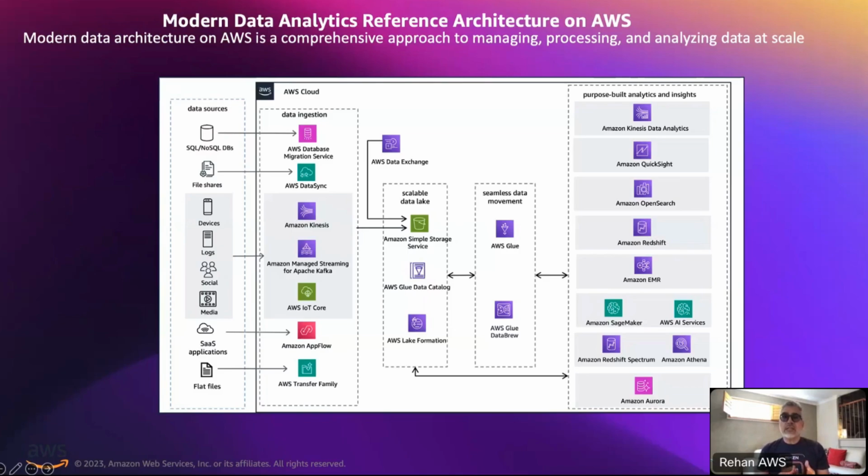So based on the data source that you've hooked into AWS and the data that you collected, we provide services that will allow you to ingest that data. Services such as AWS Database Migration Service, AWS DataSync. For streaming data, you've got Kinesis and MSK, which is Managed Streaming for Apache Kafka, open source, but it's a managed service. IoT Core, AppFlow, and Transfer Family. So you use those services to ingest data into the data lake. There's also AWS Data Exchange, which integrates third-party data into the data lake.